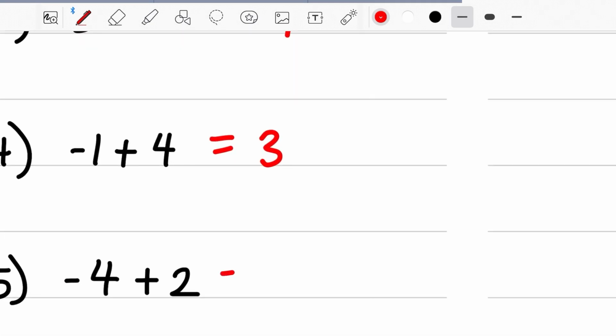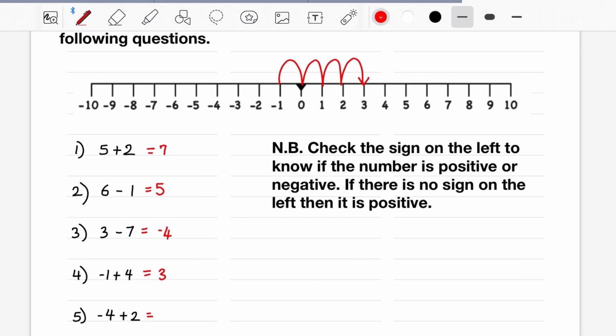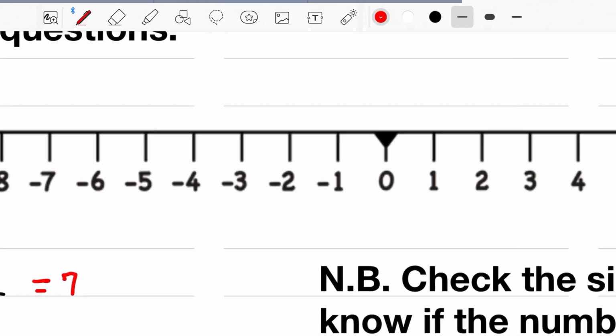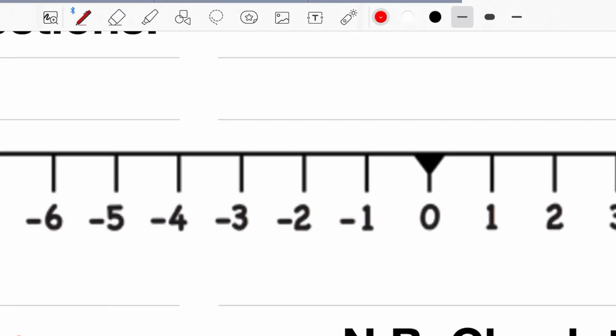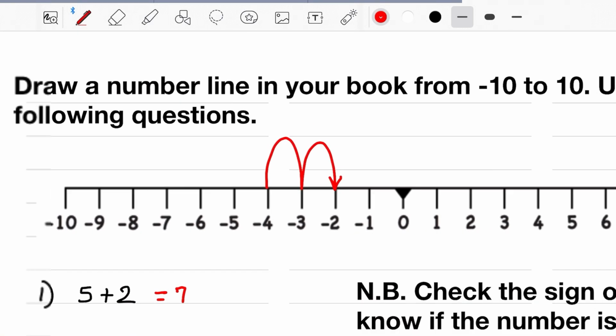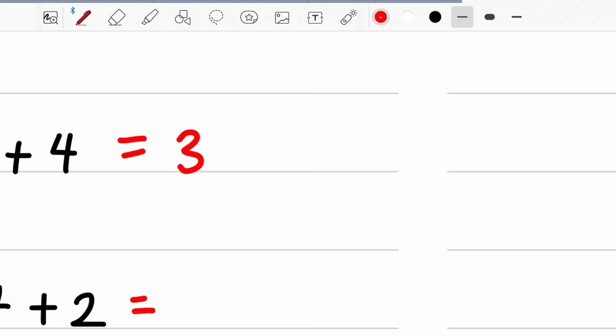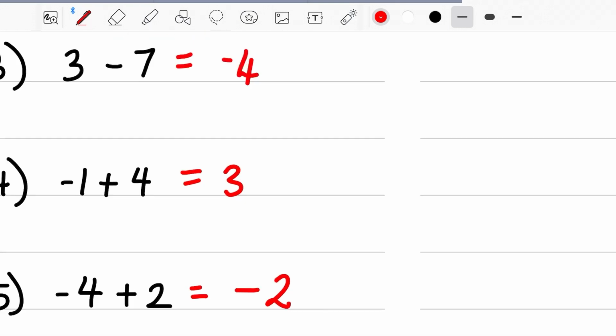For question 5, we have minus 4 plus 2. So we start off at minus 4, and we are moving 2 spaces to the right. 1, 2. We end up at minus 2. So that tells us that minus 4 plus 2 is equal to minus 2.